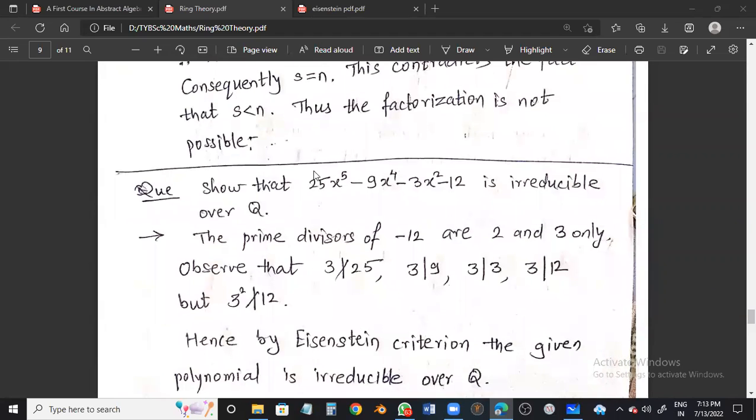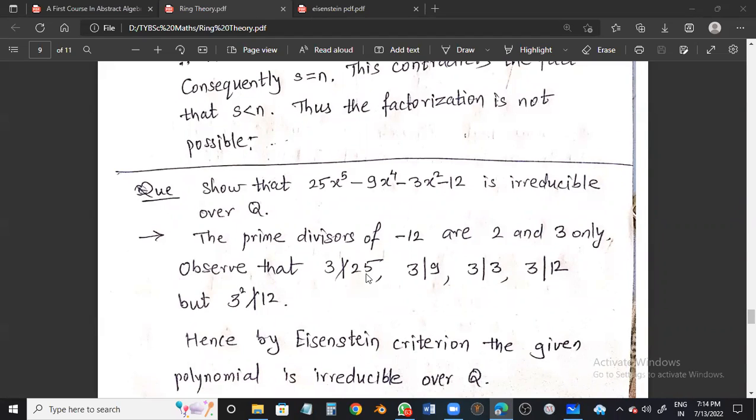You can see this is 25, this is 9, this is 3, and this is 12. So what is the common prime factor for all the rest? You cannot take 5 because 5 divides 25. What else you have? 12 is there, and the prime factors of 12 are 2 and 3 only. And what we observe? 3 divides all the remaining. So this is what we have written here.